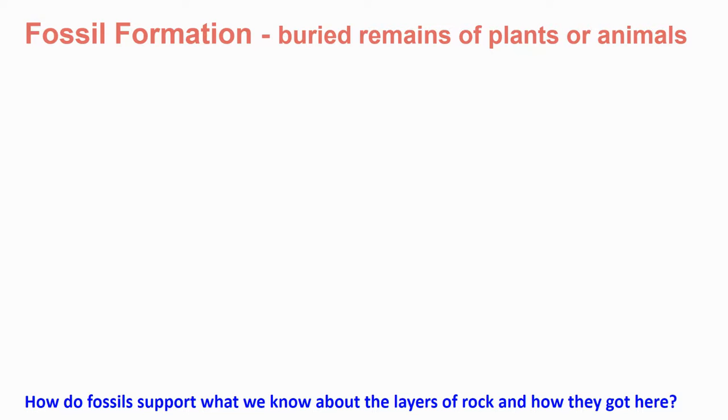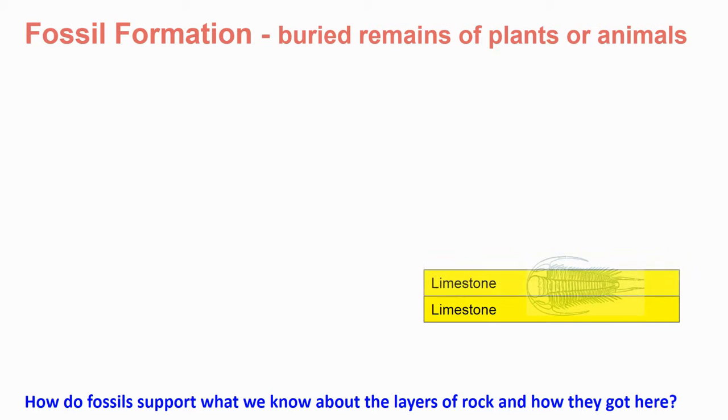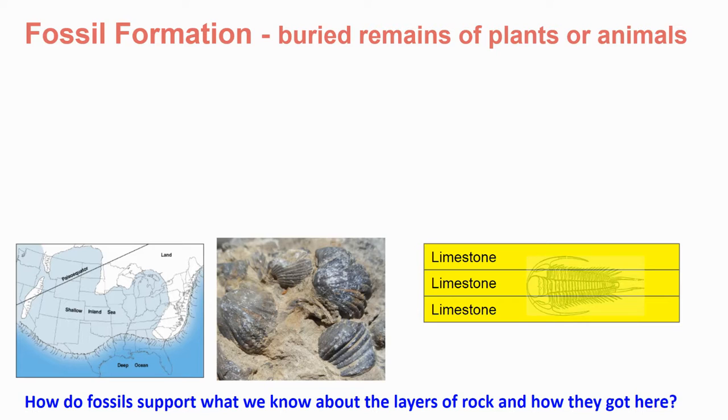How do fossils support what we know about the layers of rock and how they got here? Scientists can determine patterns of how different rocks are formed and where certain fossils may be found. Fossils are formed when living things die and are buried under many layers of water. In this illustration, you can see how the limestone rock layer is put down. An ocean-dwelling trilobite dies and gets buried by the next layer and the next. The fossil evidence supports Illinois was covered by water, as the map shows.